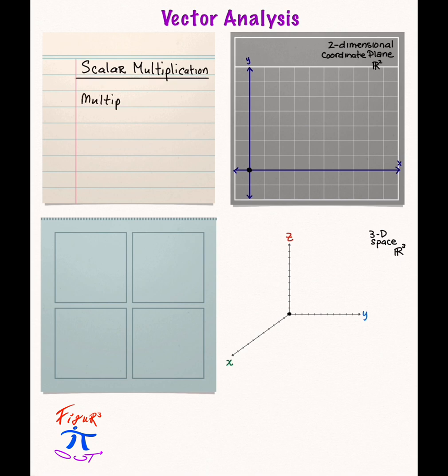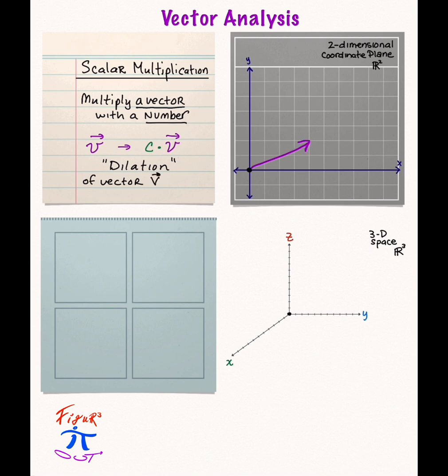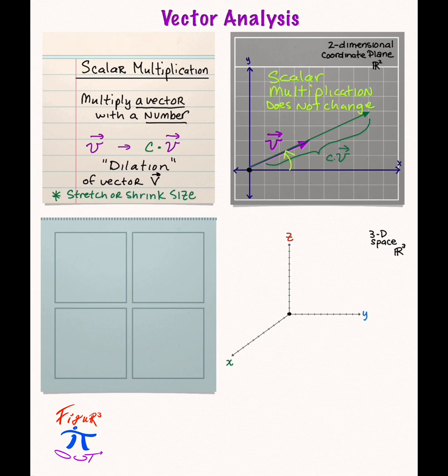Now, there are a couple of different multiplications with vectors, starting with scalar multiplication, multiplication of a vector with a number. So if c is a scalar, c times that vector would represent a dilation of that vector, a stretching or shrinking of that vector. Scalar multiplication does not change the direction angle.